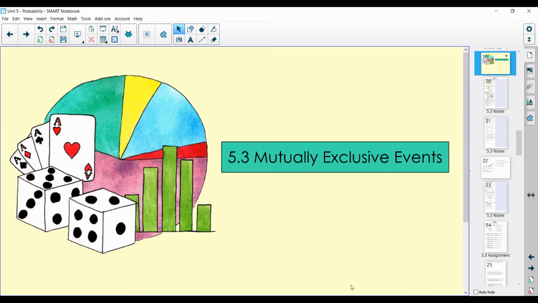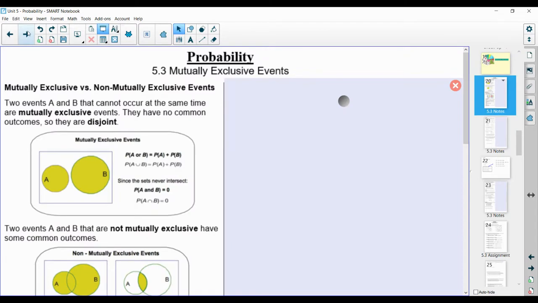So today we're looking at mutually exclusive events, and in the upcoming lesson, we're going to be looking at independent and dependent events. All right, so let's start off by talking about what is a mutually exclusive event versus non-mutually exclusive. The example here says two events, A and B, that cannot occur at the same time are mutually exclusive. And as we work through this, we're going to use formulas and we're going to use Venn diagrams.